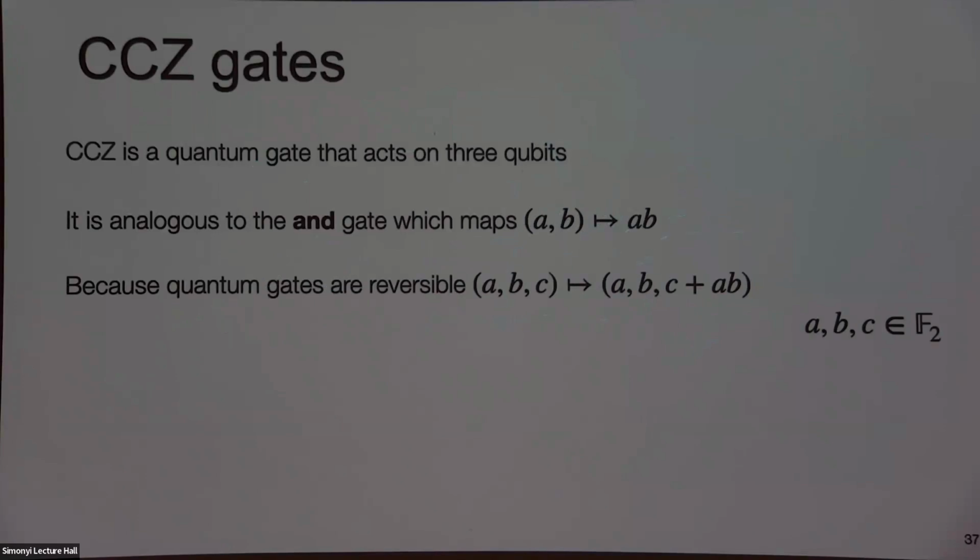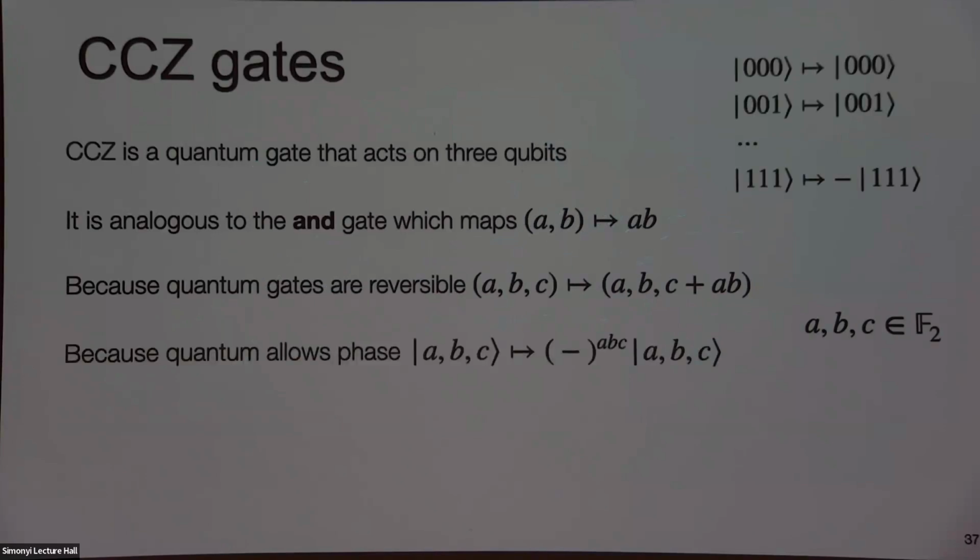But actually in quantum, you can allow phases. So it's even better to think of it in this way. You map ABC to ABC, but then there's a phase change, which is minus to the power of ABC. So effectively what it's doing is that it will map 111 to minus 111, and everything else just stays the same. Why do you need the third qubit then?